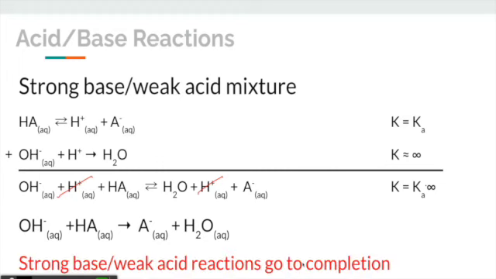This leads us to the conclusion that a strong base weak acid reaction also goes to completion. So all of the reactions that we've seen so far go to completion. Strong acid, strong base goes to completion. Strong base, weak acid, strong acid, weak base. They all become one-way reactions.